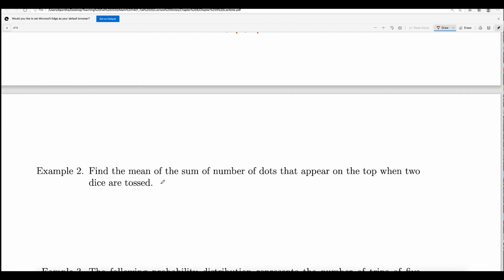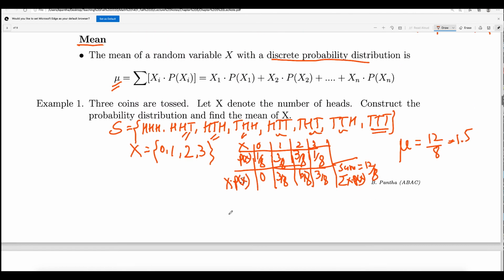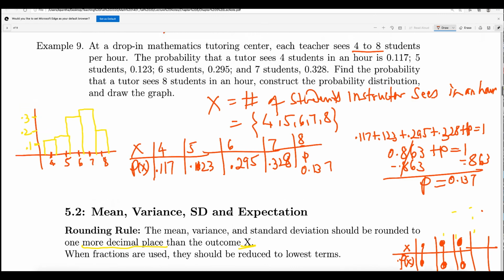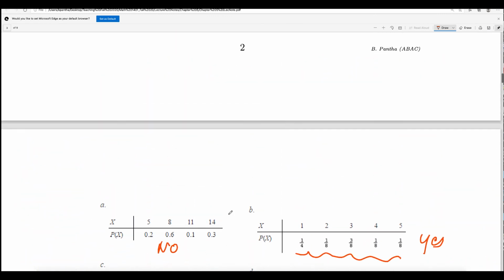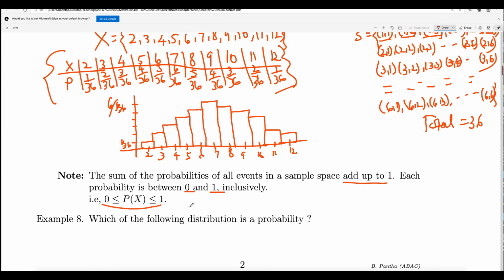So it says find the mean of the sum of the number of dots that appear on top when 2 dice are tossed. Do you remember how the distribution looks when 2 dice are tossed? The probability distribution looks like this, right? This is the probability distribution. Now what you want to do is find out the mean.